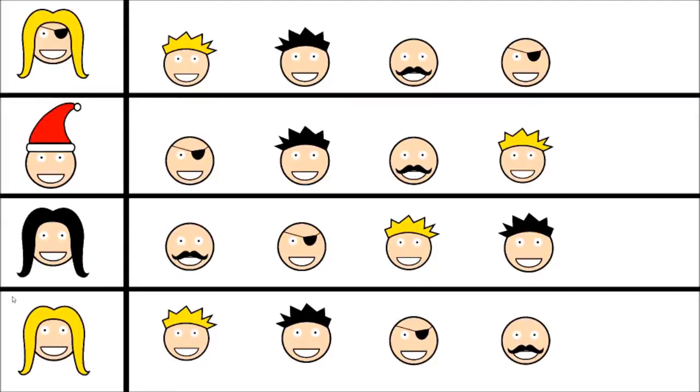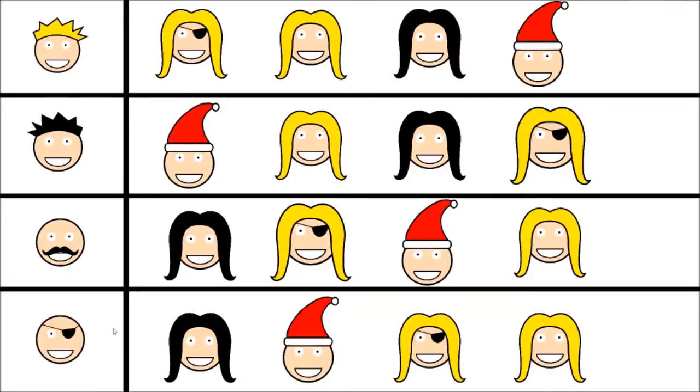So, here's an example of a ranking for the females. On the left here we have eye patch girl, hat girl, black haired girl, and blonde haired girl. And as you can see, in each ranking, left is the most favourite, right is the least favourite. We've got blonde guy, black haired guy, moustache guy, and eye patch guy. As you can see, eye patch girl likes blonde haired guy the most and eye patch guy the least. Hat girl likes eye patch guy the most and blonde guy the least, and so on. And here's the ranking for the guys.